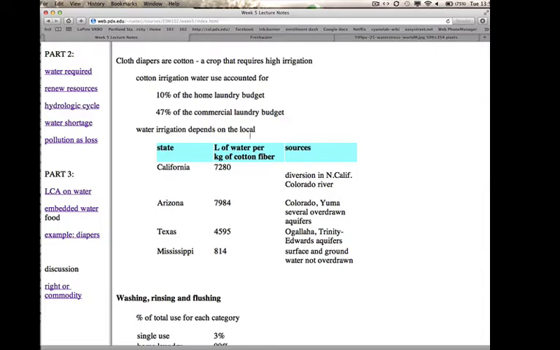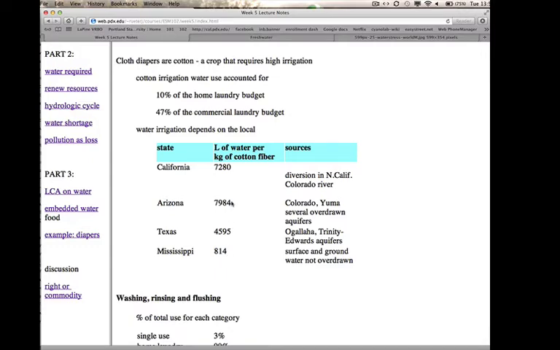But that hides this detail about where that cotton came from. If you have cotton that came from Mississippi, it only takes 850 liters of water to make 1 kilogram of cotton fiber. Even then, it's almost 800 kilograms of water to make 1 kilogram of cotton. Even then, that seems pretty excessive. But in Mississippi, they grow the cotton on surface and groundwater. It's not overdrawn. It's a humid climate. It's really where cotton grows well.